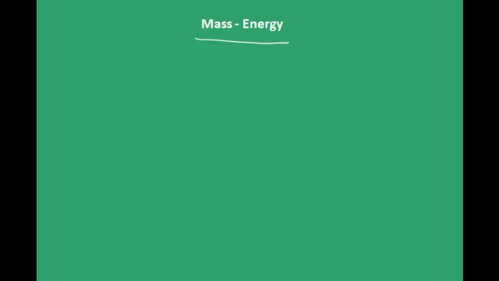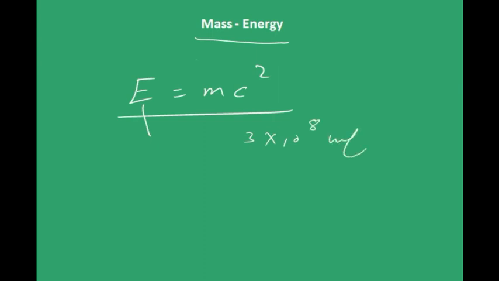Mass is nothing but energy, or in other terms, mass is another form of energy. Einstein showed from his theory of special relativity that it is necessary to treat mass as another form of energy, and he also gave the equation: the energy associated with mass m is E equals mc squared. Of course, c is the speed of light, approximately 3 × 10^8 meters per second.